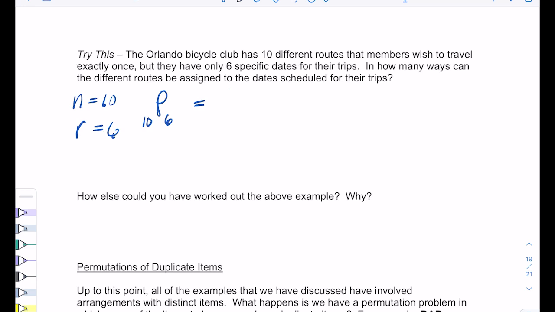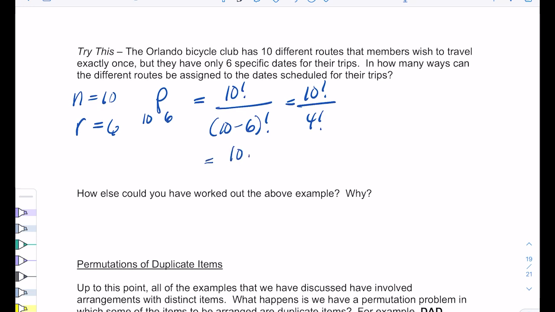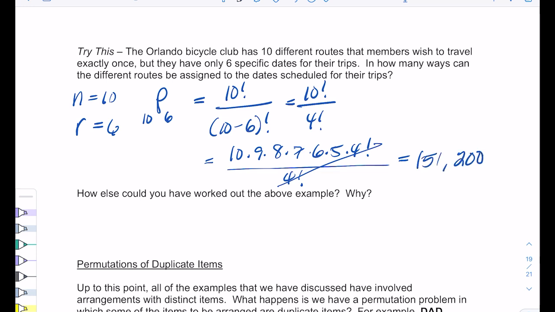My formula is n factorial over n minus r factorial. So I end up with 10 factorial over 4 factorial. And you're going to do the same thing. 10 factorial is 10 times 9 times 8 times 7 times 6 times 5 times 4 factorial, which is just 4 times 3 times 2 times 1. I stopped at 4 factorial so I could cancel those 2 factorials out. Then you're going to need a calculator to multiply those numbers together: 10 times 9 times 8 times 7 times 6 times 5. And you end up with 151,200.